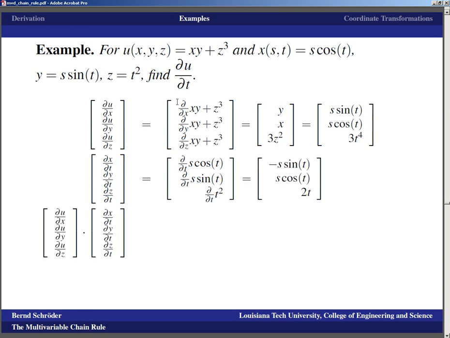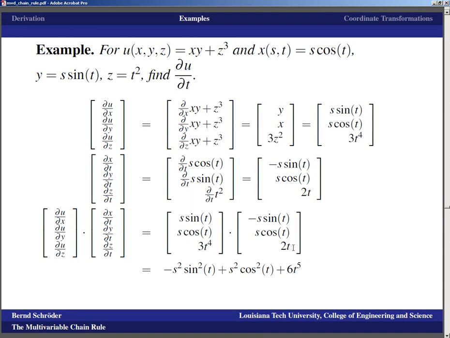And now the chain rule, the partial of u with respect to t, simply gives us that this is this gradient times the partial of the input with respect to t. So that's s sine t, s cosine t, 3t to the fourth from here, times negative s sine t, s cosine t, 2t here. And that gives us negative s sine squared t, s squared cosine squared t, and 6t to the fifth. And that is the partial derivative. I probably should have written down partial u with respect to t here, but that is it.